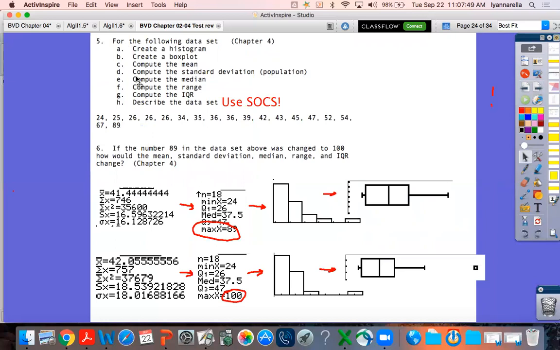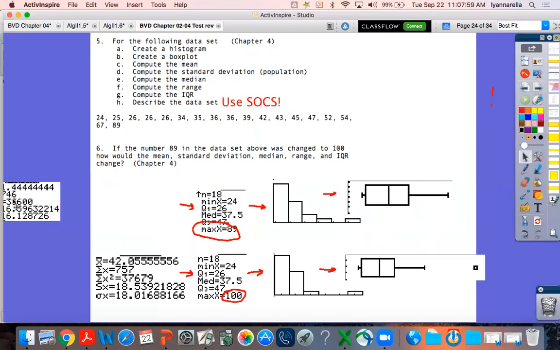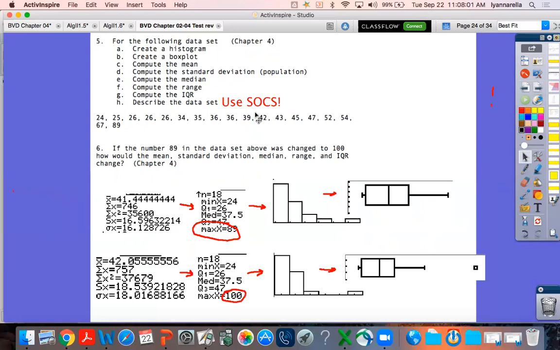Okay, so number 5 is a very detailed thing. It asks you to create a histogram for these numbers, a box plot, a mean, a standard deviation. Those are all in your 6-number summaries, right? So you should be able to get them. And the range and the IQR, remember the IQR is Q3 minus Q1.